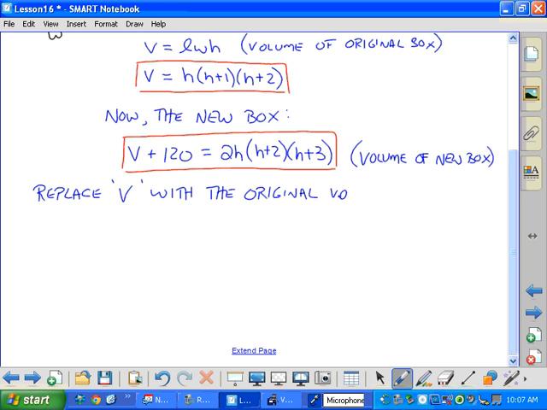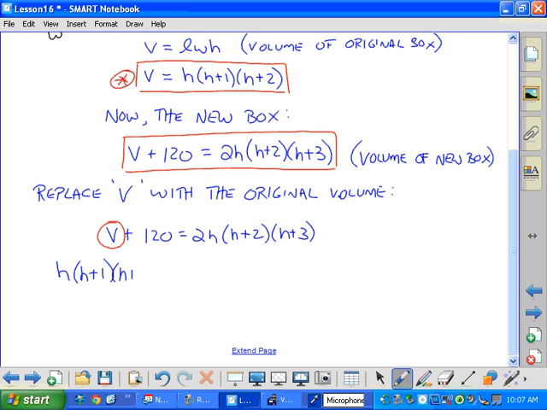So I'm going to take that second equation and replace it. I'm going to rewrite the second equation, V equals 2h(h + 2)(h + 3), and replace that V with this V up here, which means I would have (h + 1)(h + 2) + 120 equals 2h(h + 2)(h + 3). All right, so there's the new equation for us to work with.